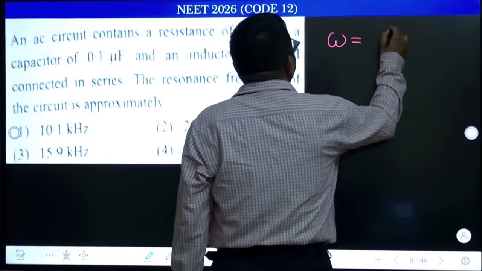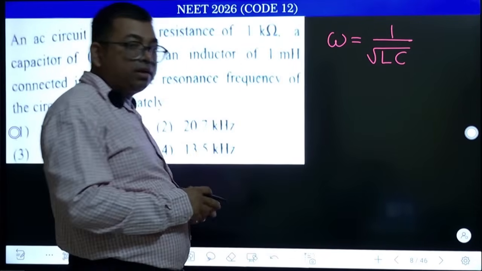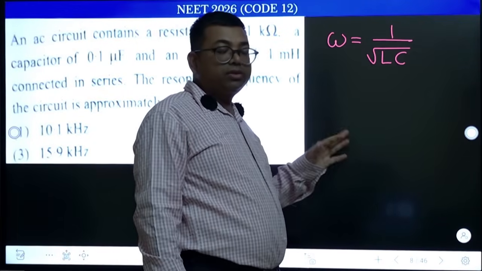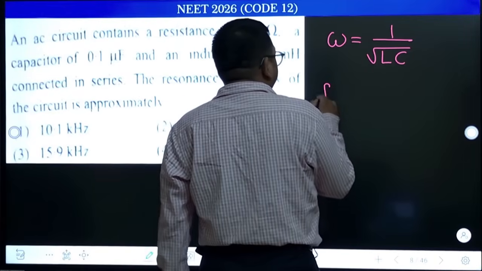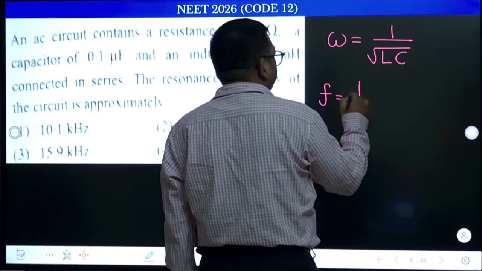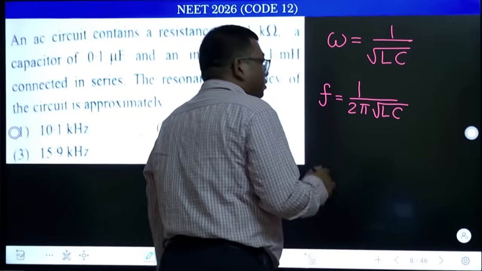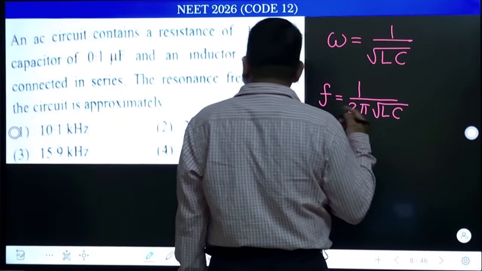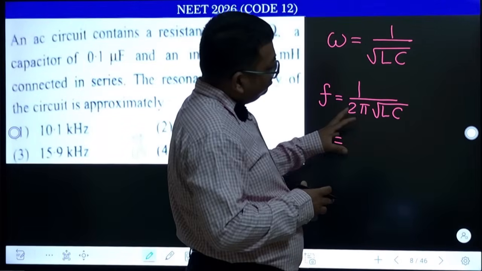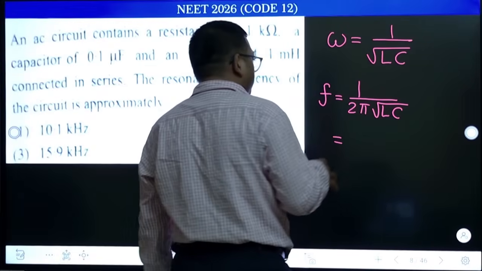So omega is equal to 1 by root LC. This we already know, correct? Because omega L is equal to 1 by omega C at resonance. And what they are asking is the frequency, and omega is 2 pi times frequency. So frequency is 1 by 2 pi root LC. Let us first try to calculate this. The options are given in kilohertz, so the result will come in hertz and we have to divide by 1000. Okay, let us first calculate it.